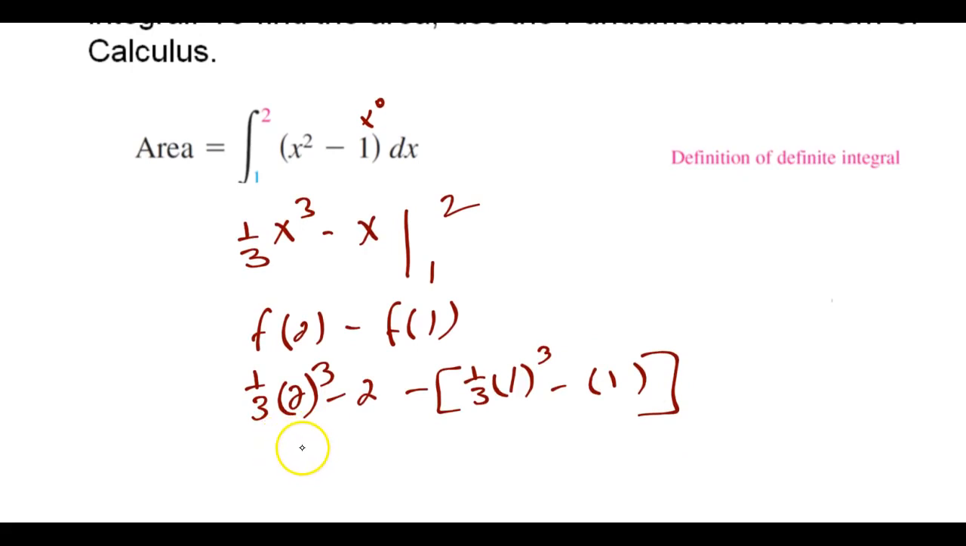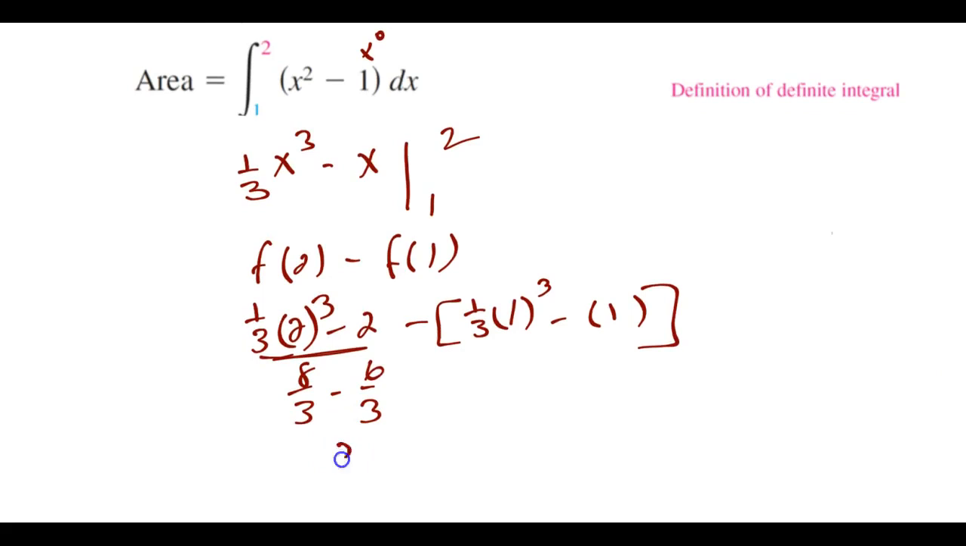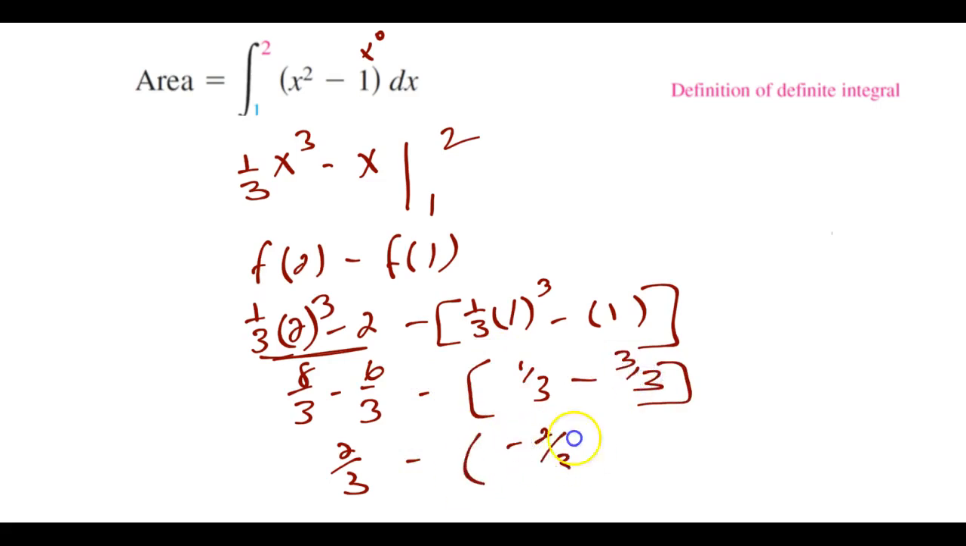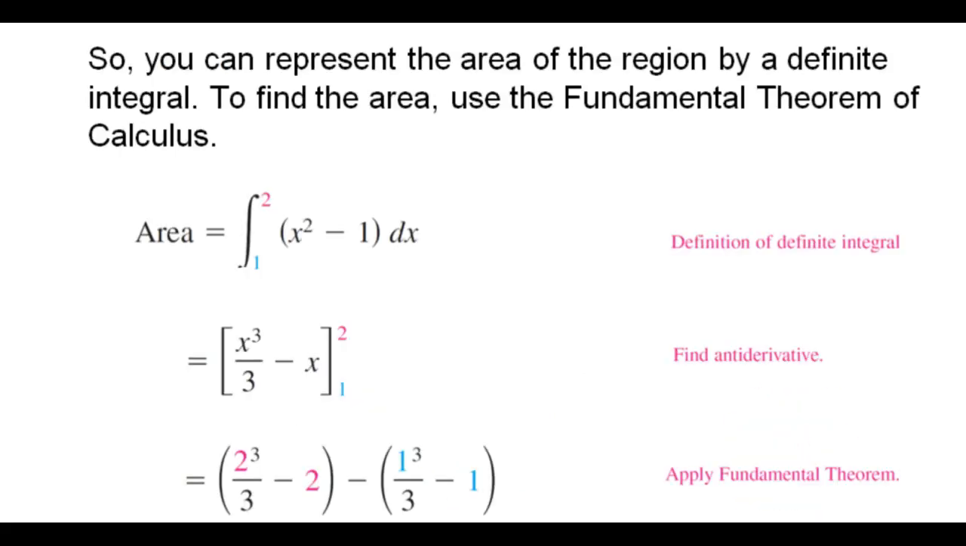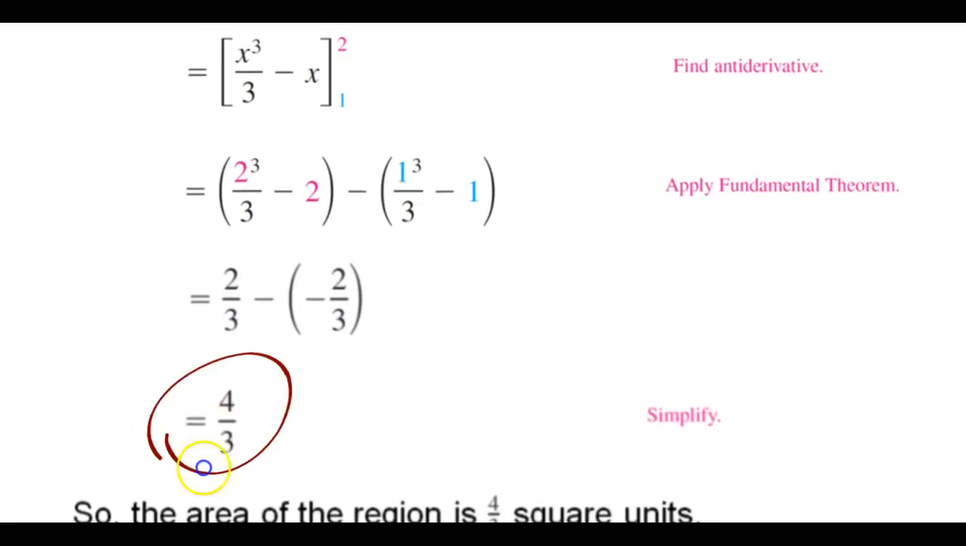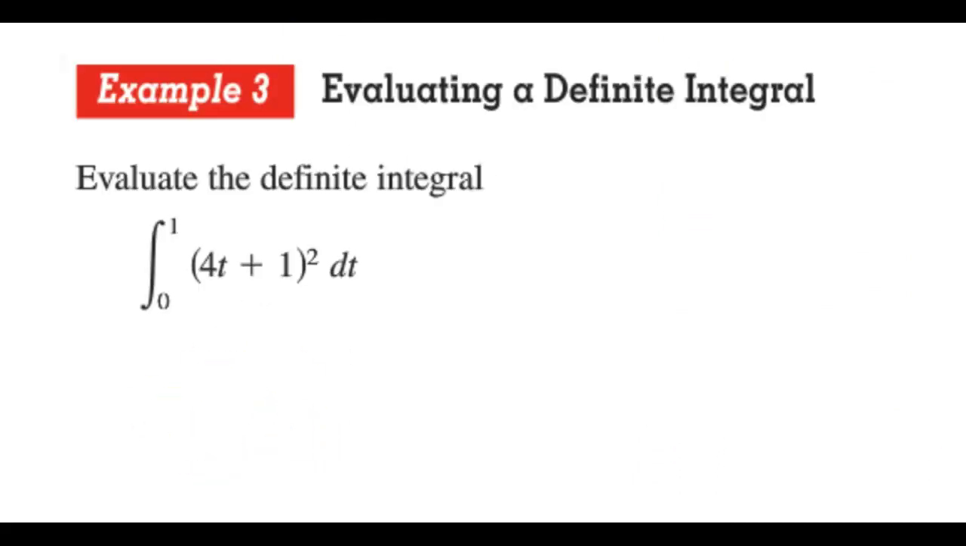So this is going to be 8/3 minus 6/3 for right in here, which is 2/3, minus this guy, which is 1/3 minus 3/3, which is a negative 2/3, which pops out 4/3, because minus and negative changes to a positive. Here's how the author works this out, and they also get 4/3.